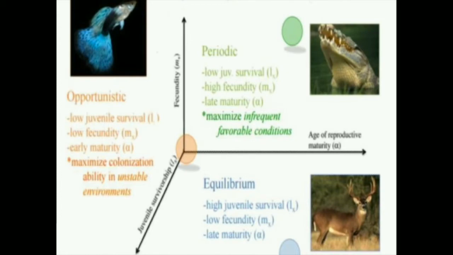First one is opportunistic, which has low juvenile survival, low fecundity, and early maturity. Overall, they maximize colonization ability in unstable environments. Periodic organisms also have low juvenile survival, but have high fecundity and late maturity, and they maximize infrequent favorable conditions. And the last one is equilibrium, which have high juvenile survival, low fecundity, and late maturity.